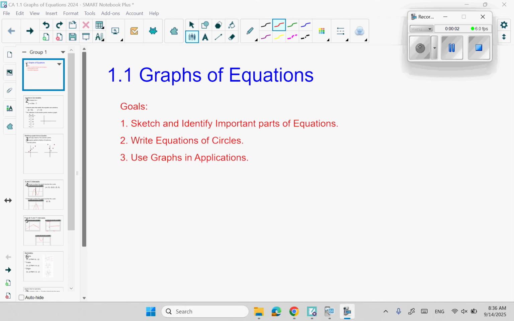Hello and welcome to 1-1 Graphs of Equations. We're going to mostly focus on goal 1 here. We're not really going to talk about equations of circles today or graphs and applications. Those are some things that we'll hit later in the unit.